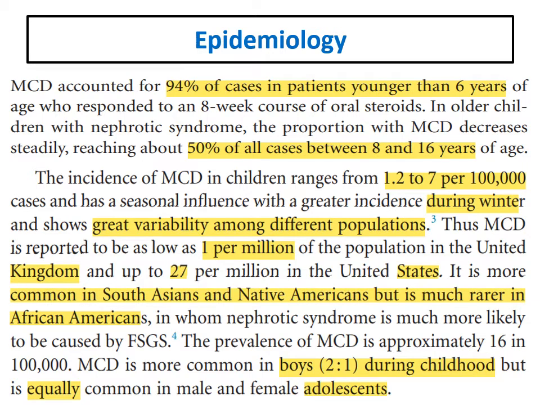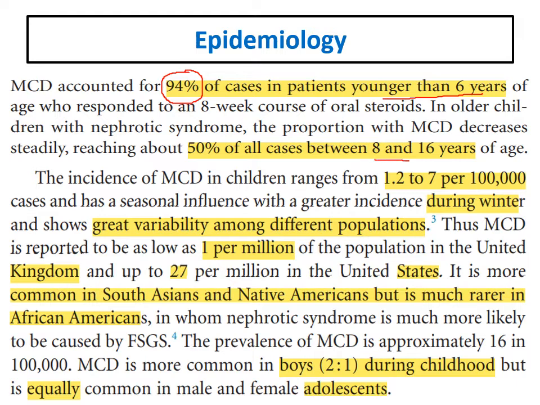Now let's talk about the epidemiology. Under the age of 6 years, minimal change accounts for 94% of cases. So it is near 100% of cases below 6 years of age. Mostly any child presenting with nephrotic syndrome has minimal change. Any child below 6 years of age presenting with nephrotic syndrome has minimal change until proved otherwise.